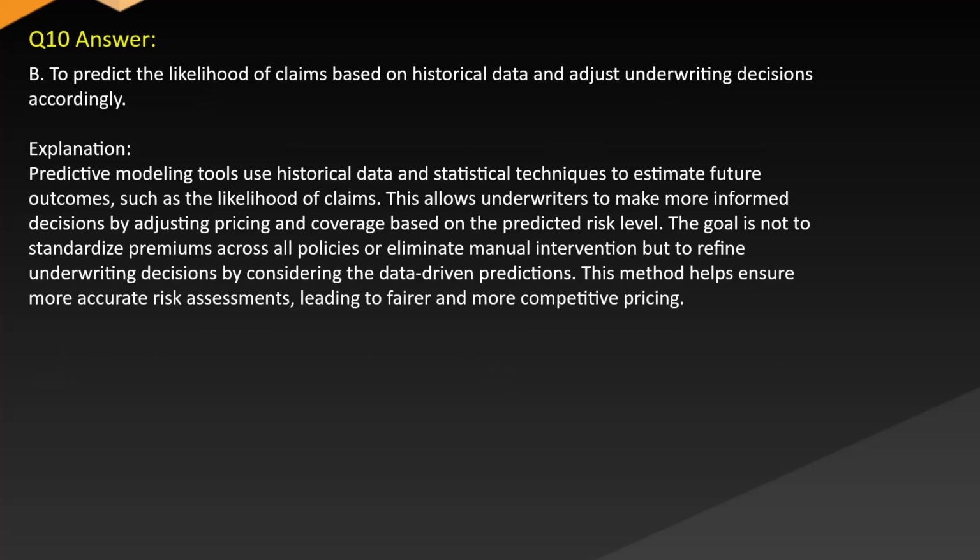Answer: B. To predict the likelihood of claims based on historical data and adjust underwriting decisions accordingly. Explanation: predictive modeling tools use historical data and statistical techniques to estimate future outcomes such as the likelihood of claims. This allows underwriters to make more informed decisions by adjusting pricing and coverage based on the predicted risk level.